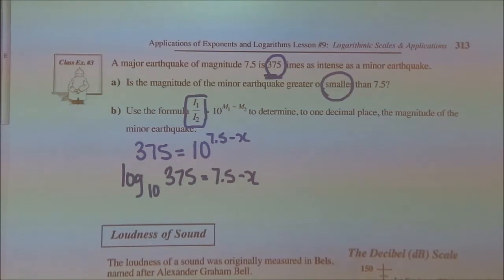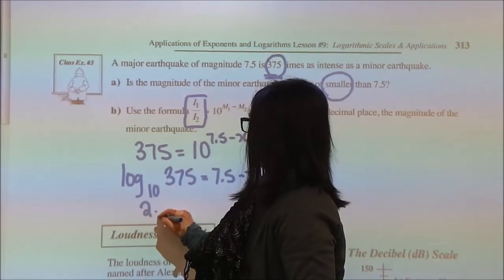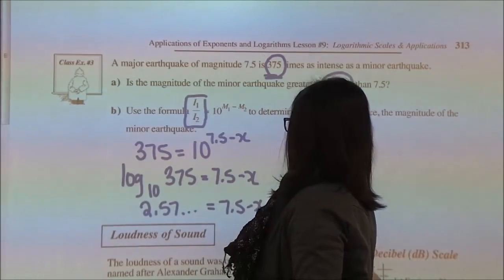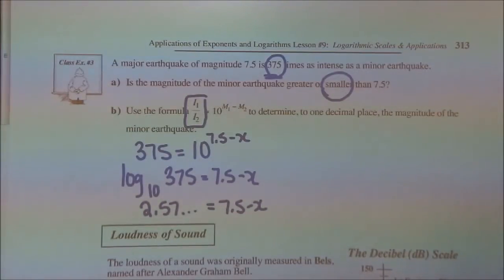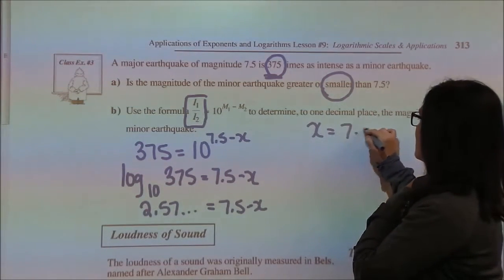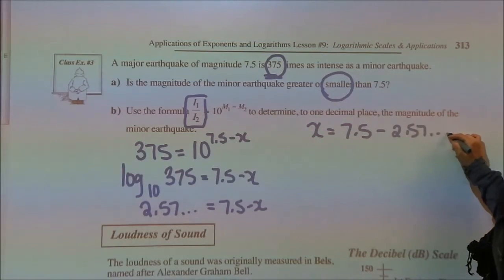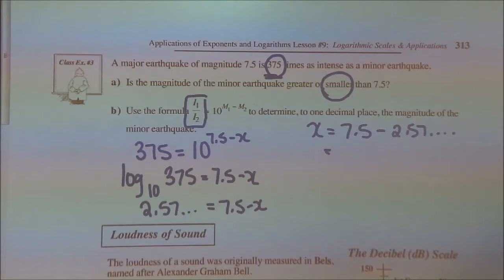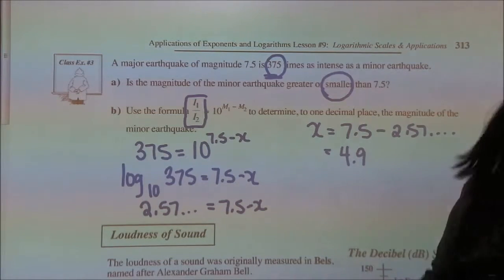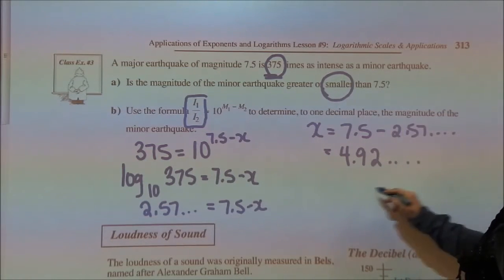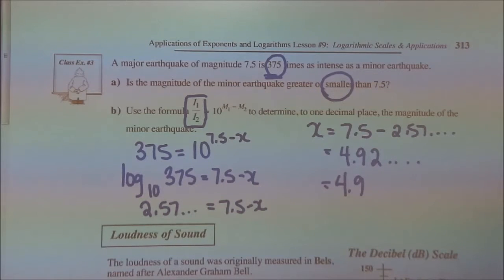What decimal number does it give you, Pearl? 2.57, okay? So then how would I get x by itself? How would I solve for x? Well, you actually make it positive, right? So you have to move it over and then move the 2.57 over. Okay, other way. So then what do I get? 4.92 something. So the magnitude would be 4.9.